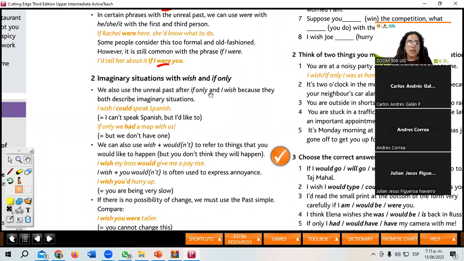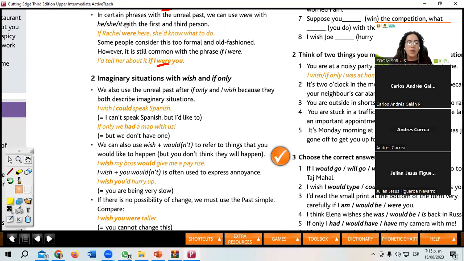I wish I could speak Spanish. Este I wish es como un ojalá, ¿o no? O yo deseo. En español lo traduciríamos como ojalá. Ojalá yo pudiera hablar español. I wish I could speak Spanish. I can't speak it, but I would like to do it, okay? Entonces, I wish I could speak Spanish.